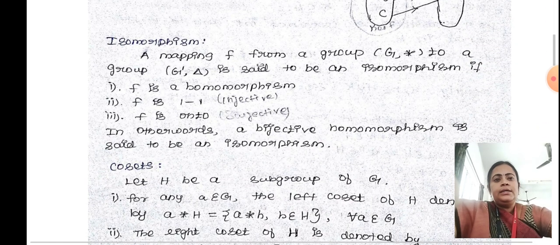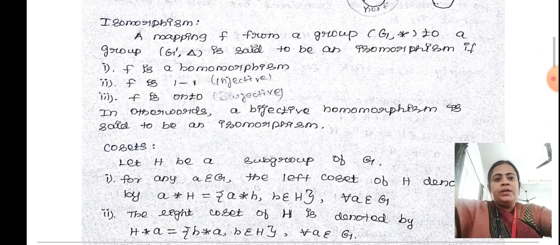Okay. Next definition is isomorphism. So isomorphism is nothing but again you have to consider two groups (G, star) and (G dash, delta), and these two groups are said to be isomorphic if they satisfy three conditions. One is f is a homomorphism, second is f is 1 to 1, and third is f is onto. In other words, we can call this a bijective homomorphism, which is also said to be an isomorphism.